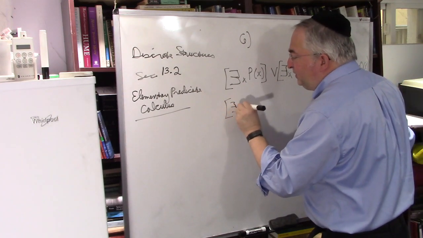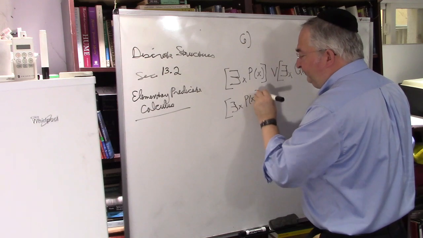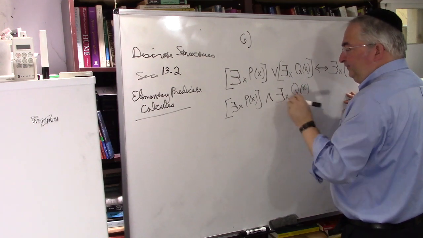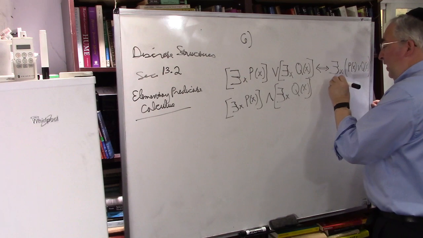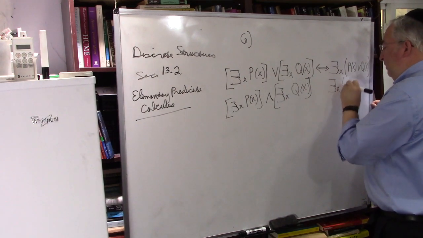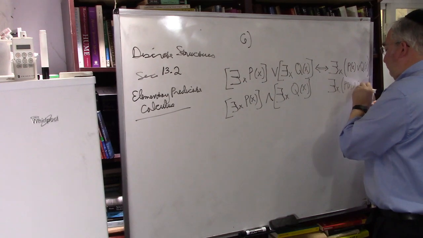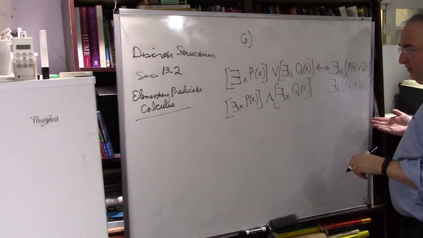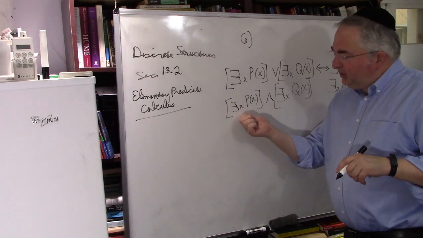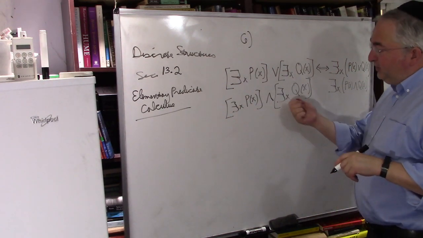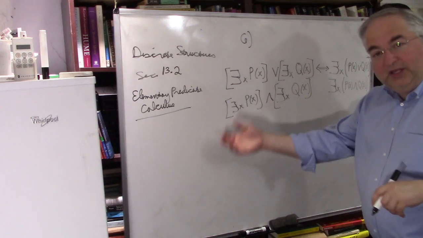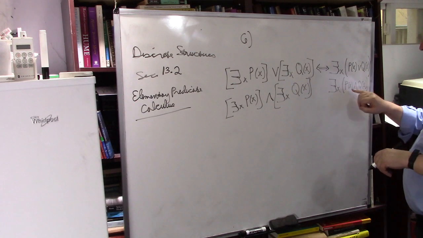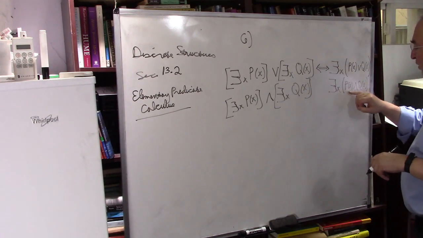How about this? There exists an x, p of x, and there exists an x, q of x, and there exists an x, p of x and q of x. Question: what implies what? Let's say there's somebody in the class that's rich, and there's somebody in the class that's handsome. There's one guy that's rich and there's one guy that's handsome. Does that imply that there exists somebody who is rich and handsome?